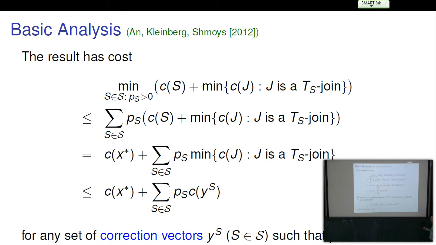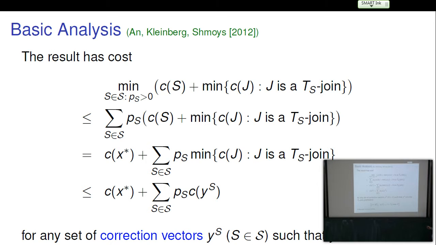So that's easy to analyze. C of X star was a feasible, an optimal solution to our LP, so certainly a lower bound on the optimum value. So we have already 1 times opt, in a sense. All the rest is about bounding the rest. So here we have the convex combination of the parity correction costs, which are a bit more difficult to analyze.